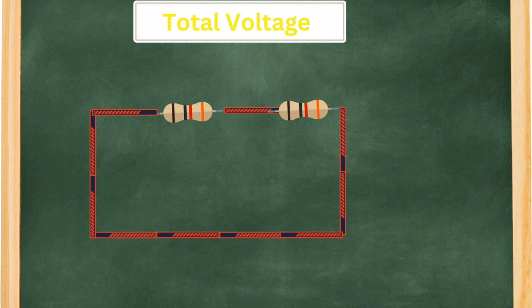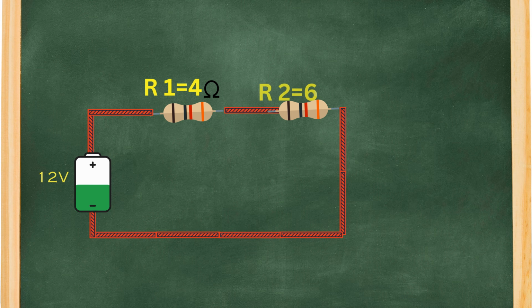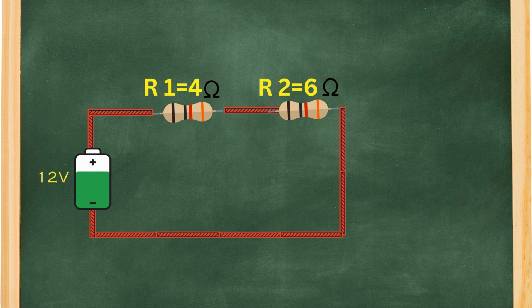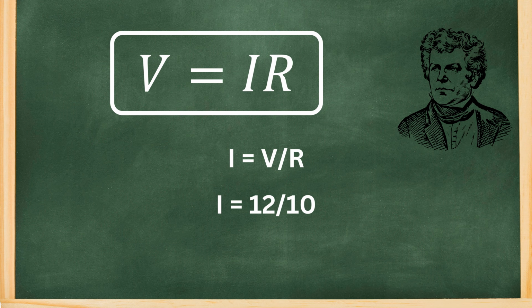Let's say we have a 12-volt battery and two resistors, 4 ohms and 6 ohms. The total resistance is 4 ohms plus 6 ohms equals 10 ohms. Using Ohm's law, I equals V over R, the current I is 12 volts over 10 ohms equals 1.2 amps.